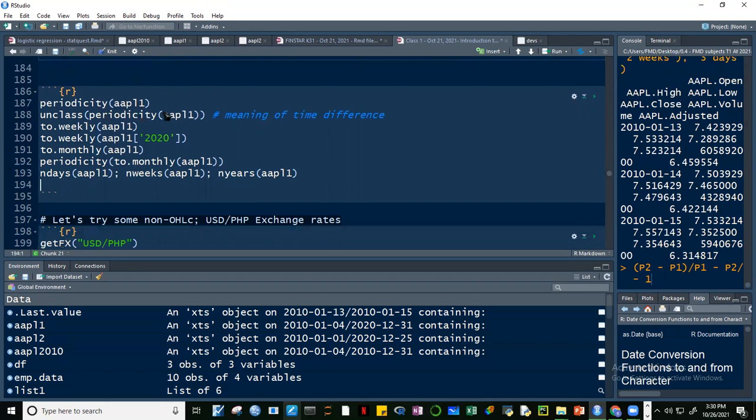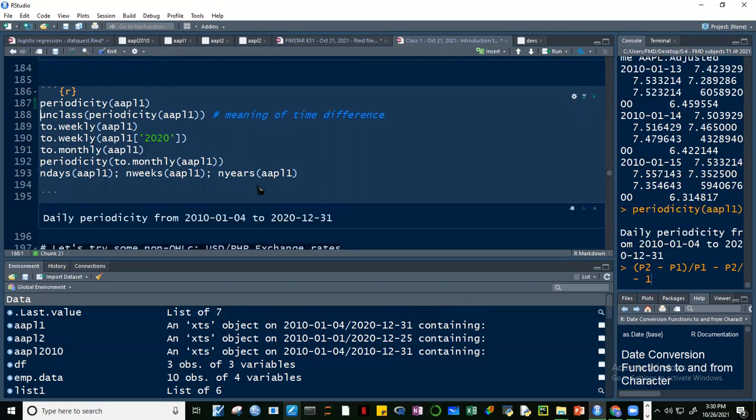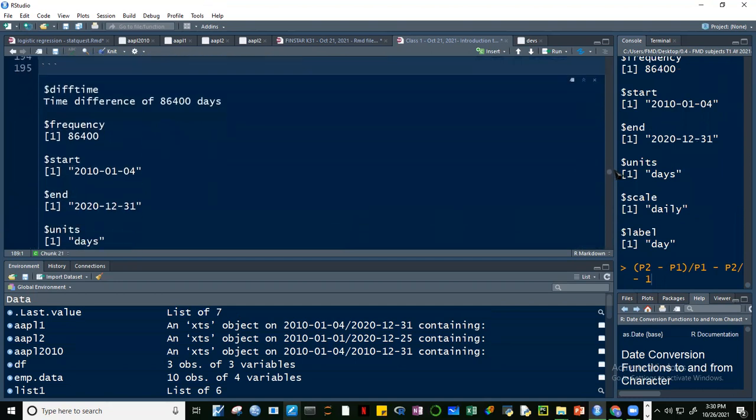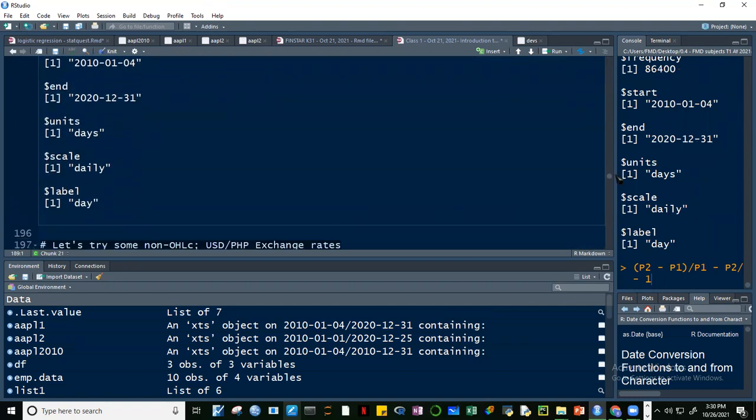So for example, we want to know the periodicity of Apple One. We know that this is daily. So daily periodicity from January 4 up to this December 31, 2020. So what's the meaning of unclass? Unclass of the periodicity of Apple 1. Okay, so this gives us some information.